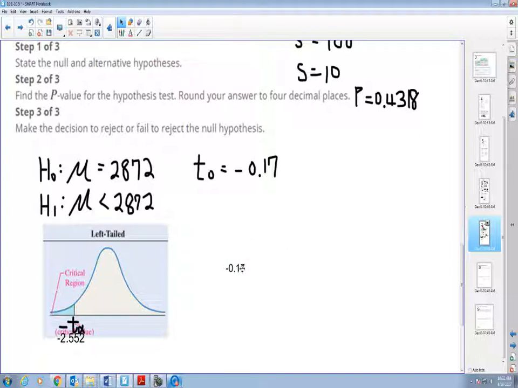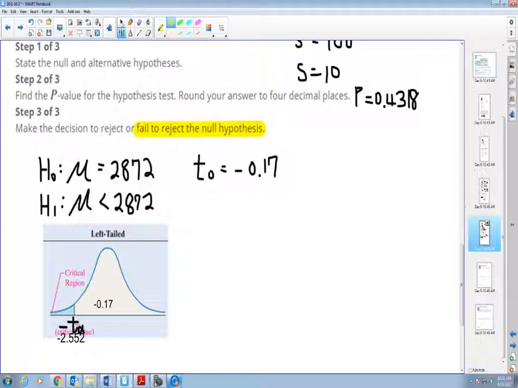Does it fall in the rejection region, or fail to reject? I'm going to be right here, because negative 2 is a lot smaller than negative 0.17. So my conclusion is fail to reject again.